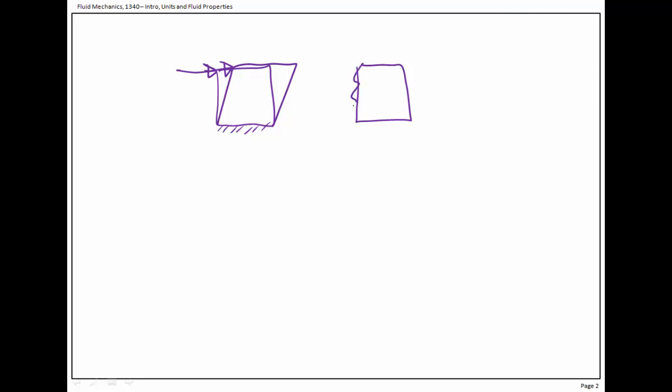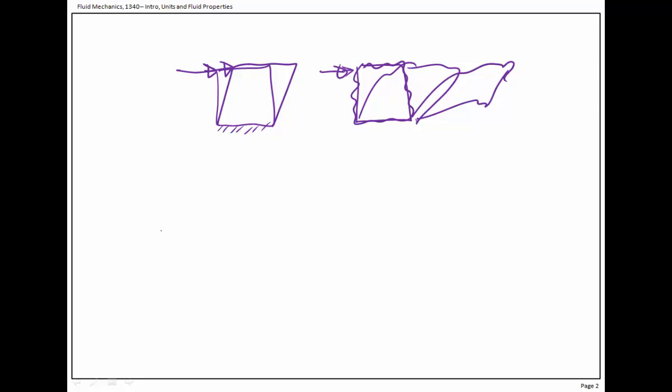But if this thing is a liquid or a fluid, I should say, because gases are also fluids, if you apply a force to it, if you're able to apply some kind of force to it, it'll keep deforming. It'll keep moving. It'll flow, right? It can't sustain a shear force.